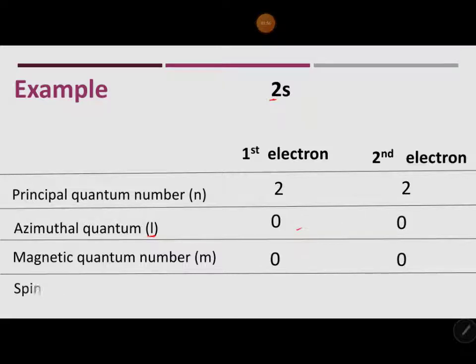The fourth quantum number is spin quantum number s. It can have two possible values, plus 1/2 and minus 1/2. If its value for first electron is plus 1/2, then its value for the second electron must be minus 1/2. Now you can clearly see that the three quantum numbers are same for both the electrons, but the fourth quantum number is different. That's the point that Pauli's exclusion principle tells you.